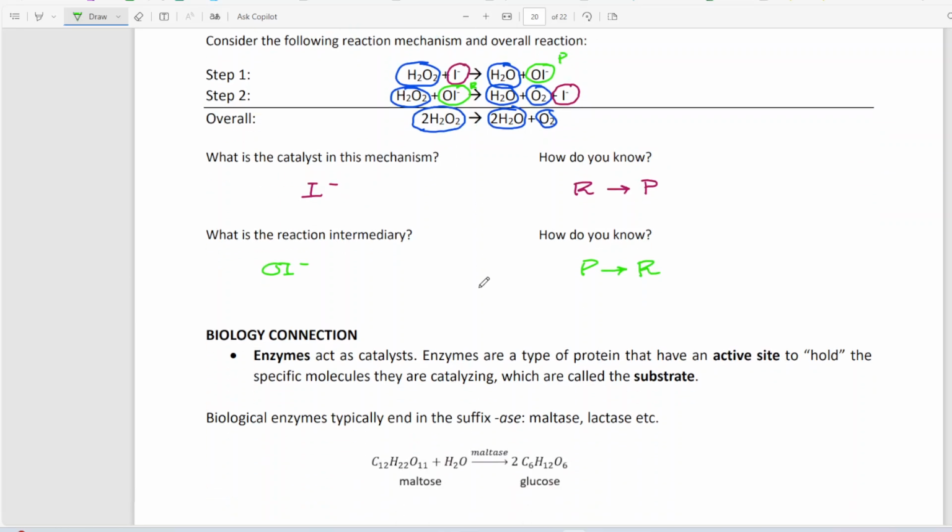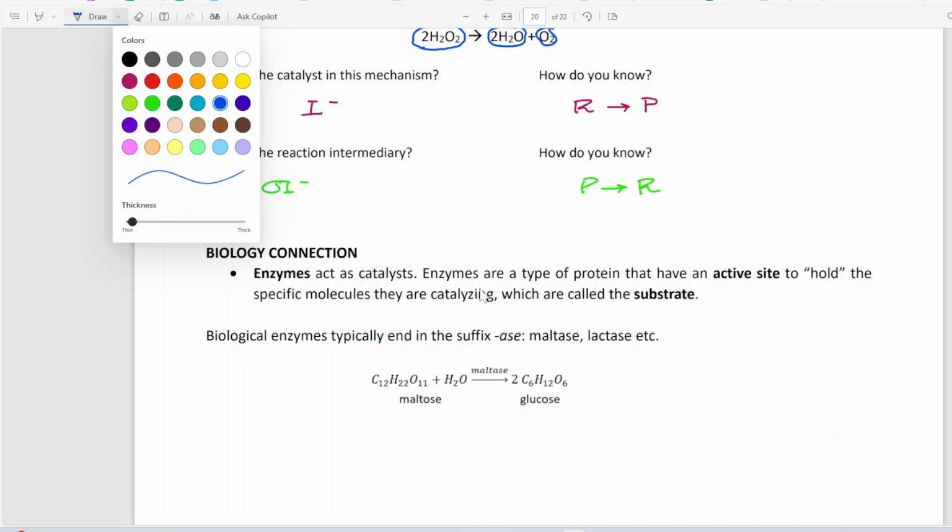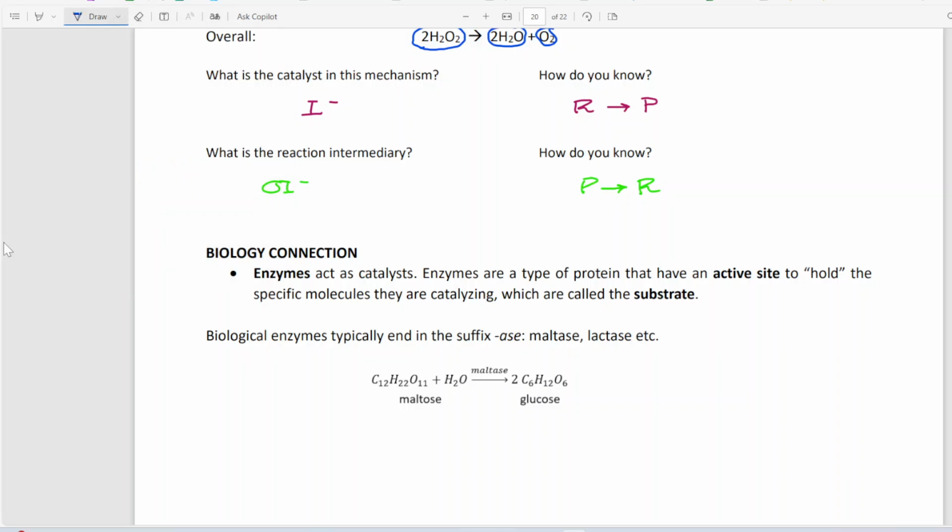Just a little side note, a biology connection: enzymes act as catalysts. Enzymes are a type of protein that have an active site that holds the specific molecules that they are catalyzing, which are called substrates. If you've ever taken a biology course, you'll often see something like this. You'd have this substrate sitting in here, and it's almost like it's helping with the alignment of your reaction. So it's going to hold the substrate and speed up the reaction.